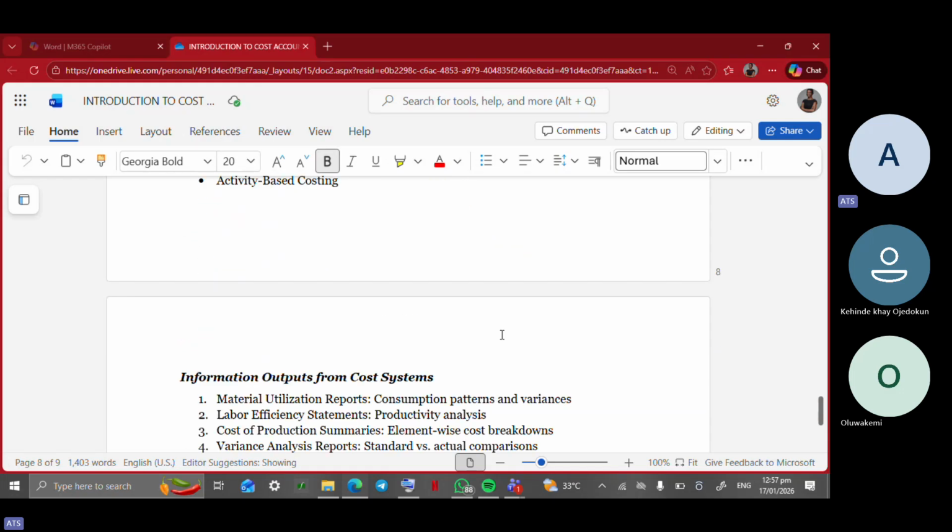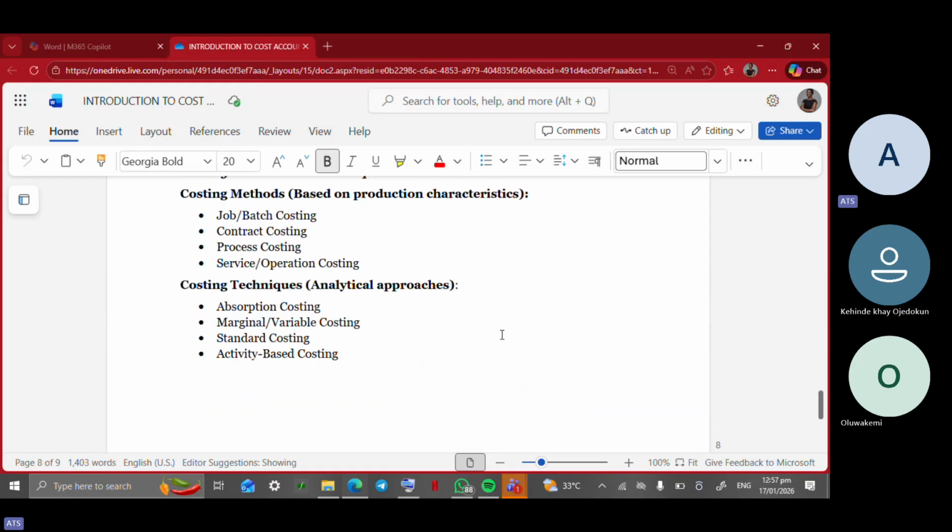So those are costing methods. Costing techniques, on the other hand, are how you choose to analyze your costs. In absorption costing, also called full costing, you don't divide costs into fixed or variable. You just account for both fixed and variable costs together and determine your full profits, because under absorption costing, we believe that every cost is important.